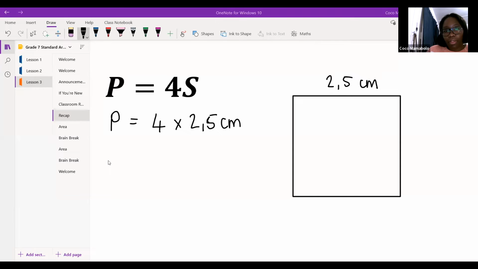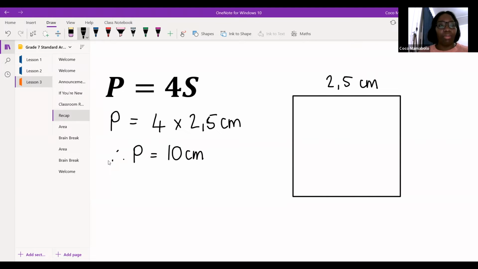Is it therefore P equals to, if you're stuck, you can always have a look in the chat. 10 centimeters? Excellent. 10 centimeters. Easy stuff. Well done. All right. I know that we all get this one.